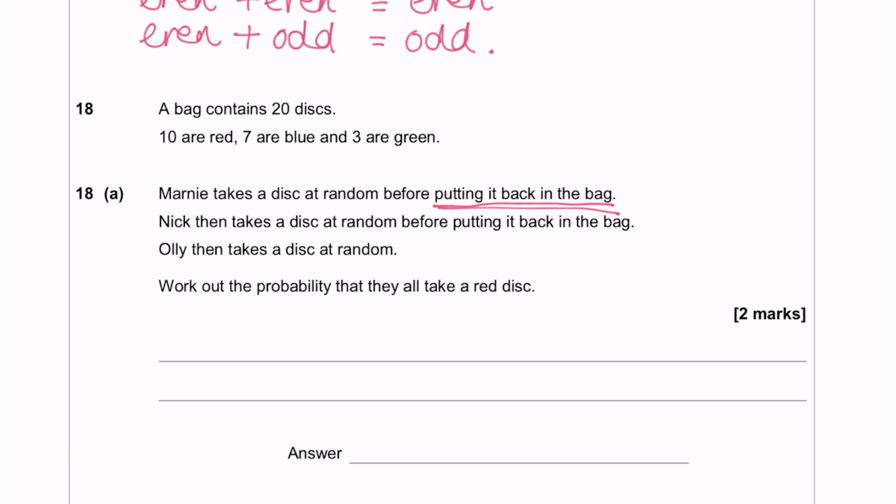It goes back in. Nick then takes one and puts it back. And Ollie then takes one and puts it back. So what's the probability they all take a red? So we want red, red, red.